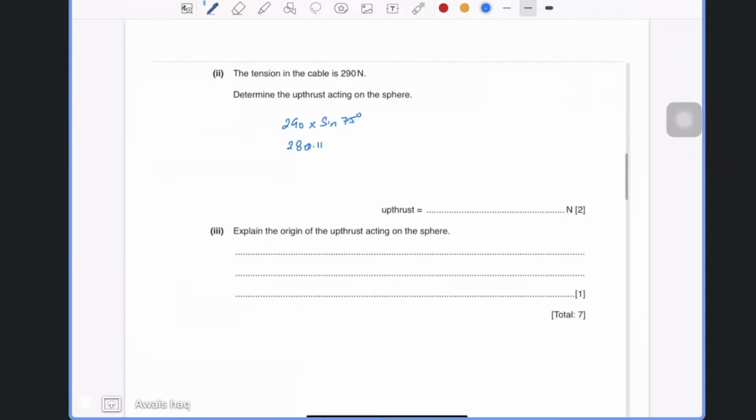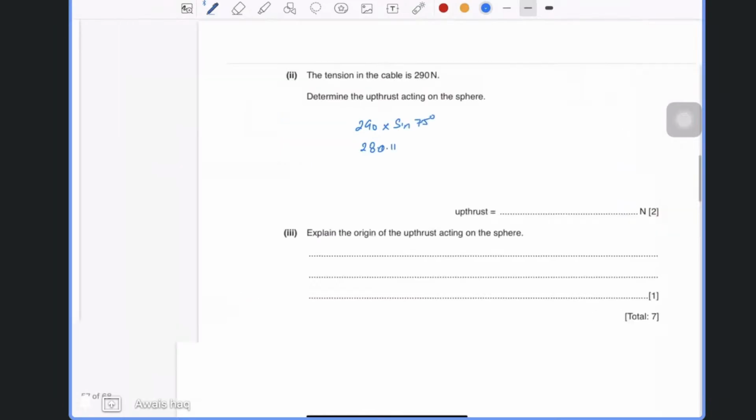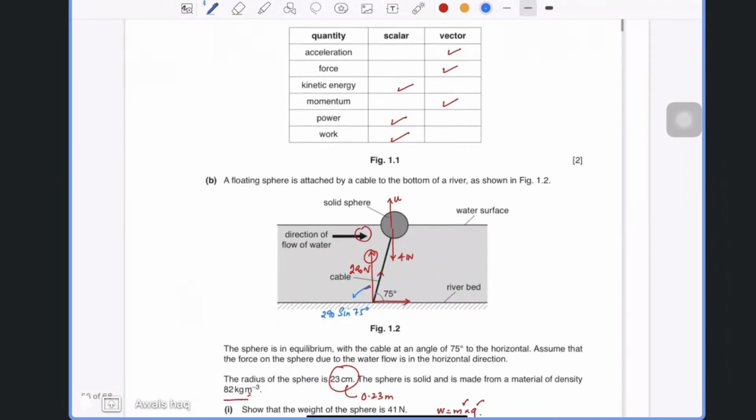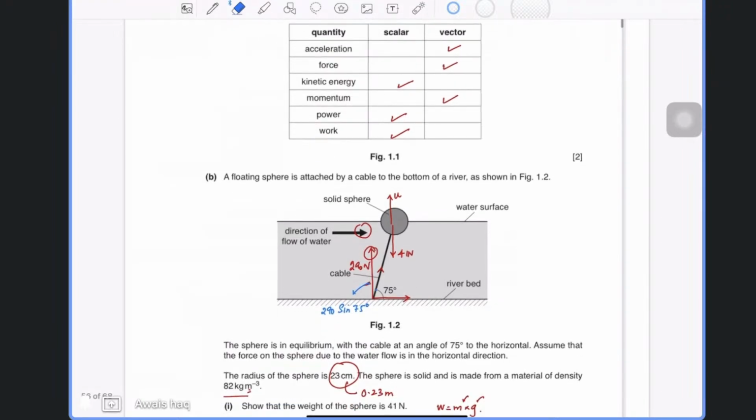280.11. Well, that should be too right. Wait a second. That is the force that basically the tension is pulling it down, and then it should oppose that. So, yeah, I don't think that is correct. Wait a second, please.